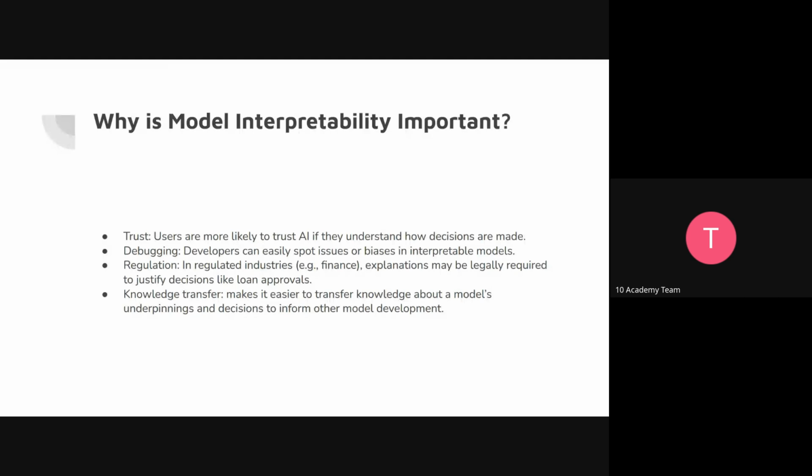Understanding how models arrive at a decision, and the underpinnings of how they work, and what contributed to their accuracy or resulting decisions, can inform us to build newer models or develop the model further. So this is the general importance of this.